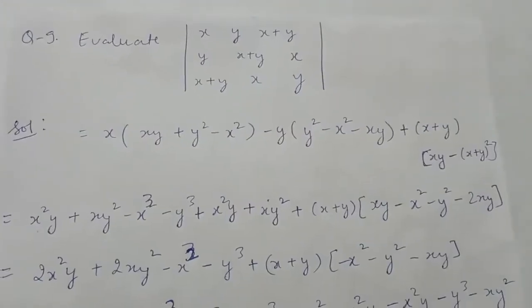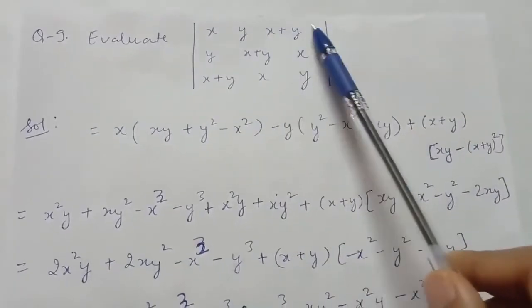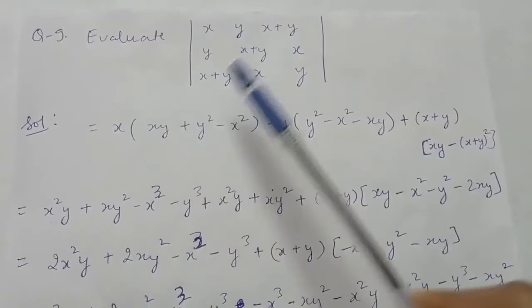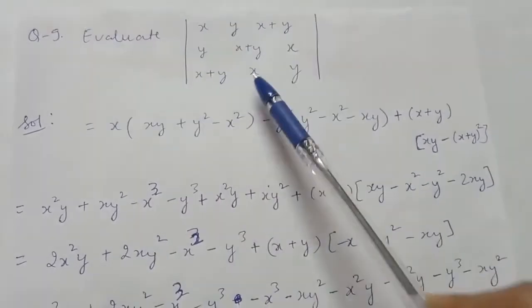Question number 9 is to evaluate this determinant. So expanding it along the first row, x into x plus y into y, which is xy plus y square minus x square.